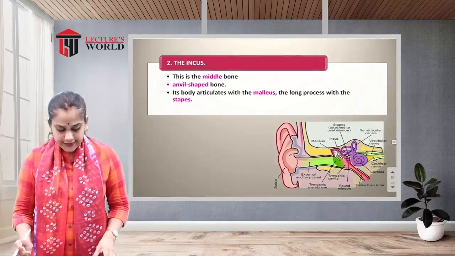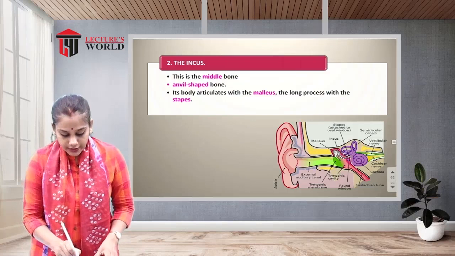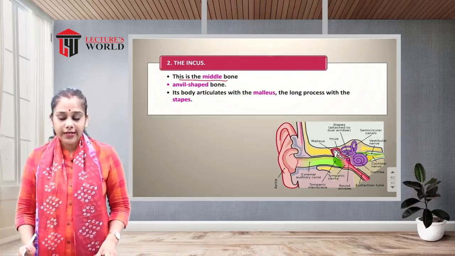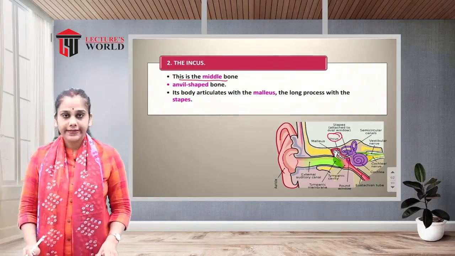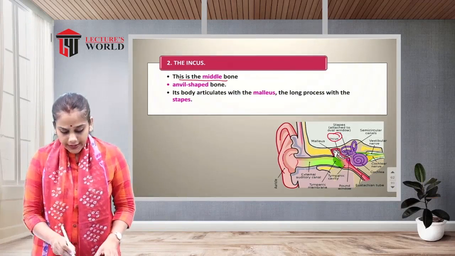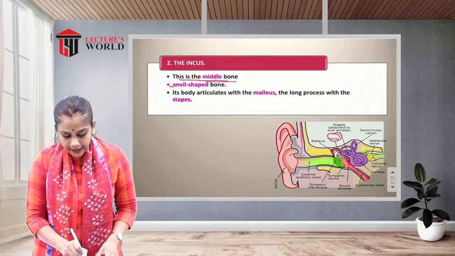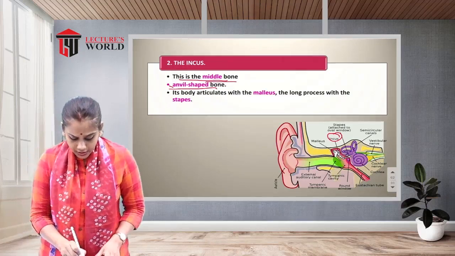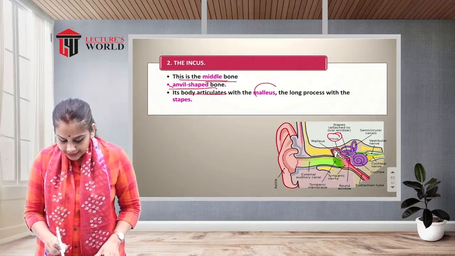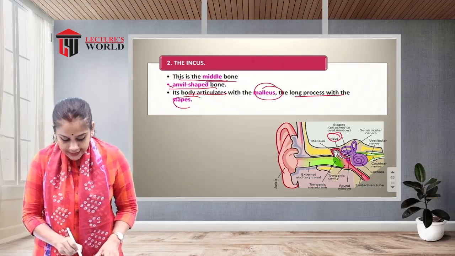Now second, that is the incus. This is the middle one. It is a middle bone. You can see this is the incus in white color. This is the middle bone. It is an anvil shaped bone. It looks like an anvil. The body articulates with the malleus and the long process with the stapes.